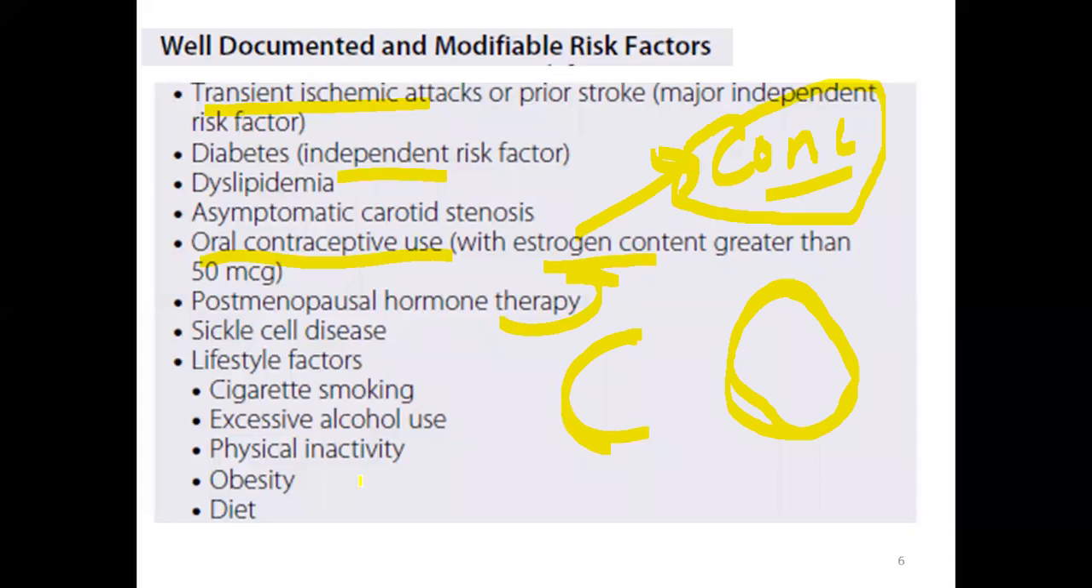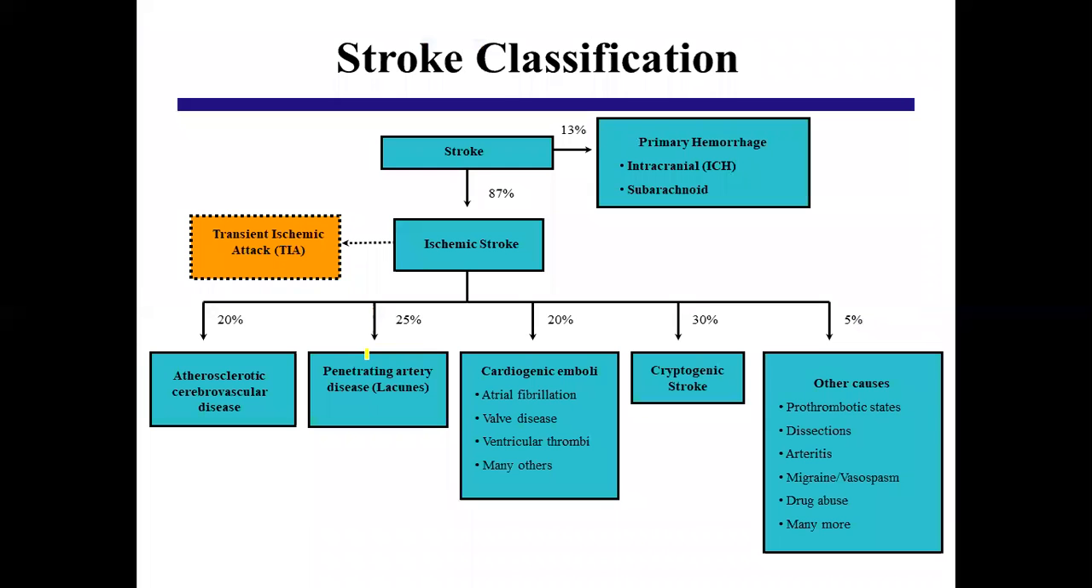Then lifestyle factors like cigarette smoking, excessive use of alcohol, physical inactivity, obesity, and diet are some of the possible risk factors for stroke. So finally, for today, I'm about to end from here. Then we'll see the stroke classification.